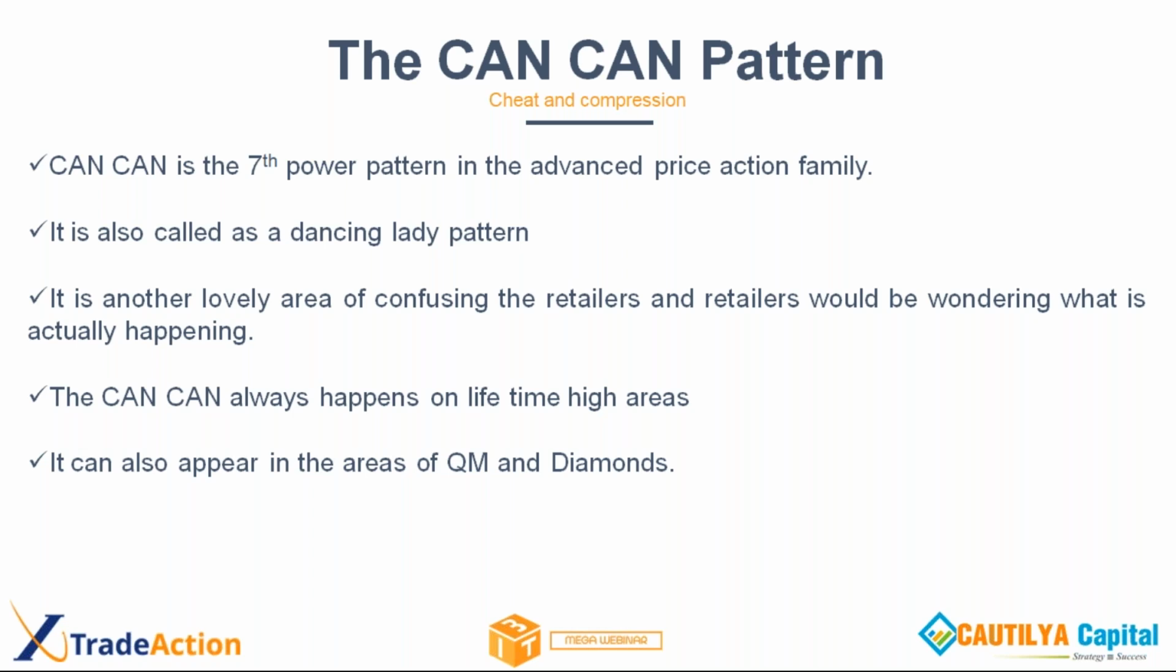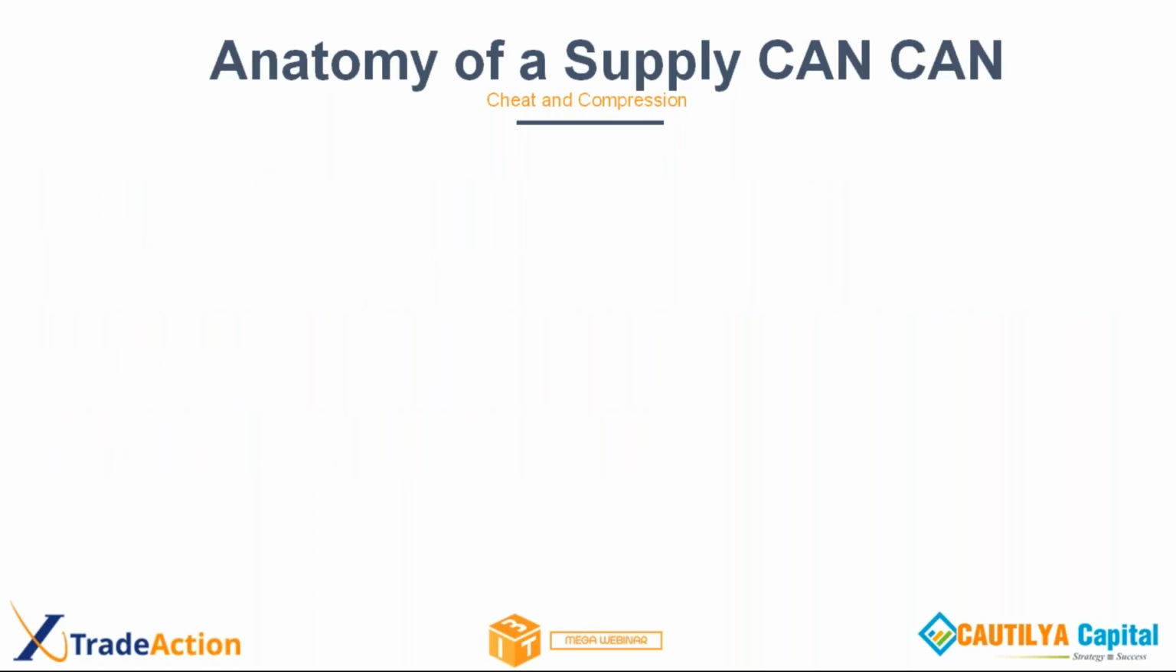Can always happens at lifetime areas very easily. Whichever stock is at a lifetime high, look for can. It can also appear in the areas of QM and diamonds. It's a very interesting pattern. I'll try to give a perspective to it. Yes, this is a cute pattern.